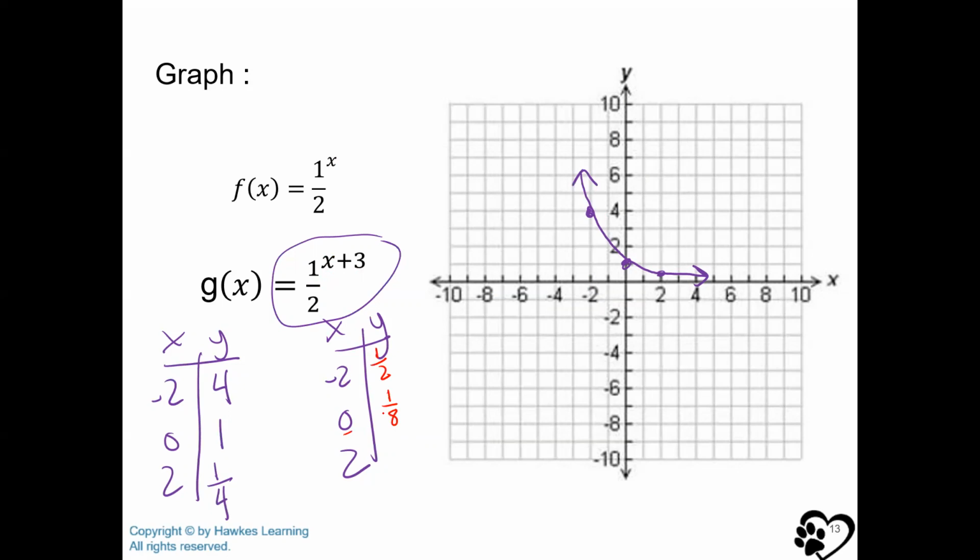And 1/2 to the 5th power, what would that be? 1/2 to the power of 5 would be 1/32. These are tiny little numbers, aren't they? So -2, 1/2. 0, 1/8, and 2, 1/32. Wow, that's really tiny, isn't it? But we still get the same type graph, but it's been transformed because of that +3.